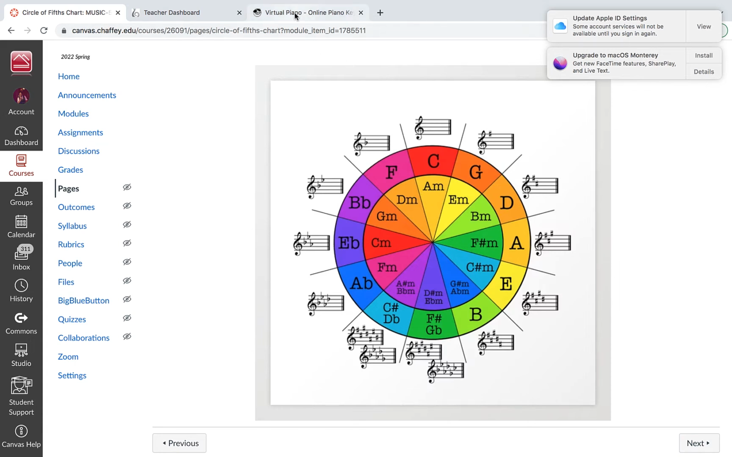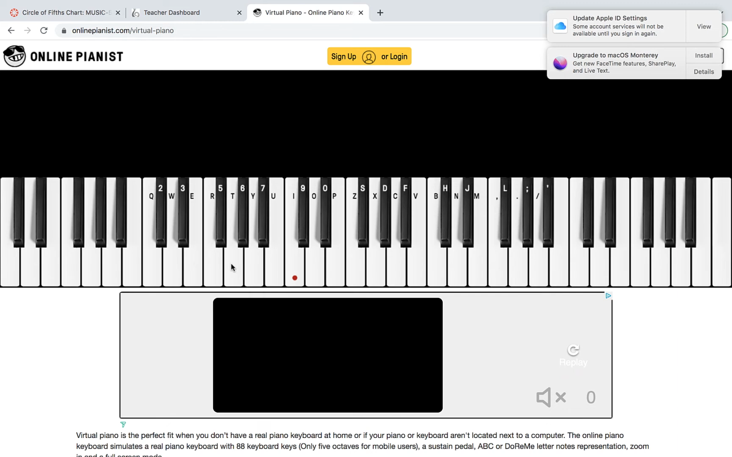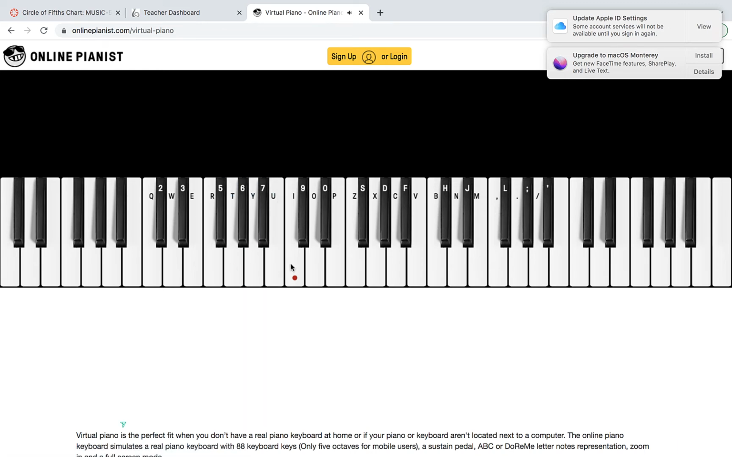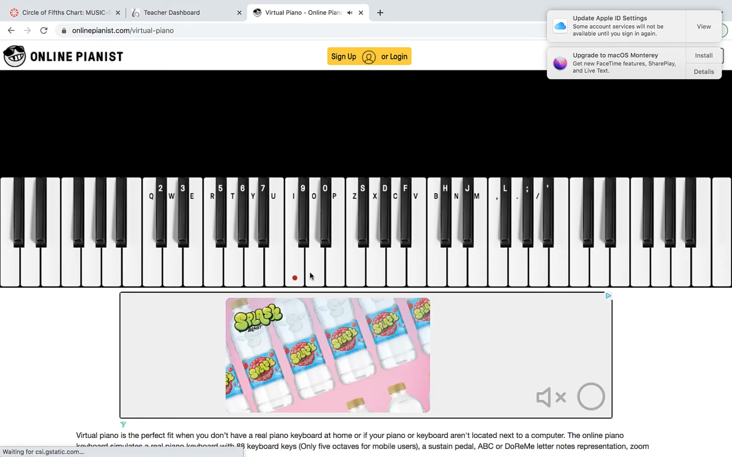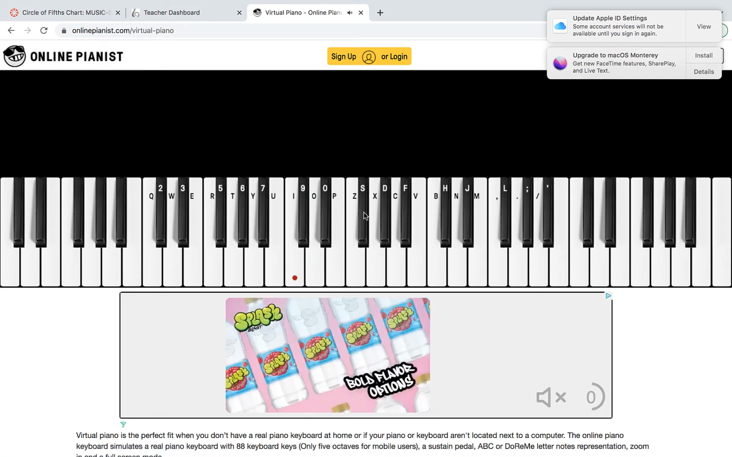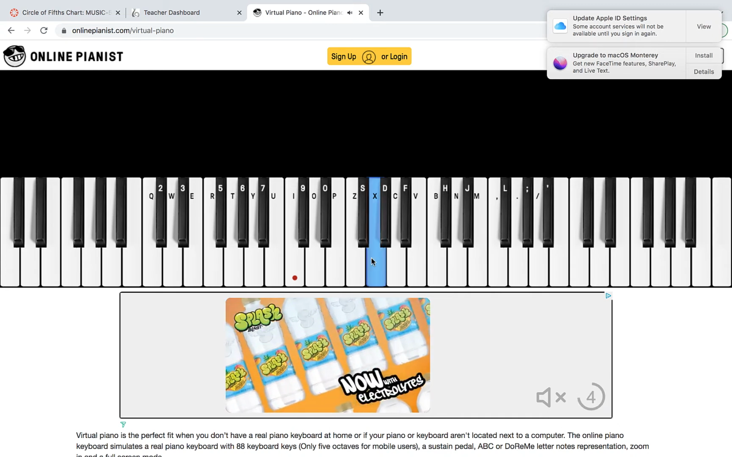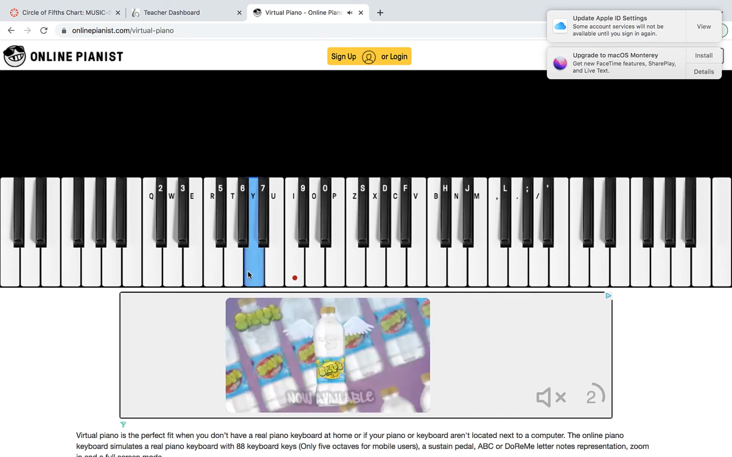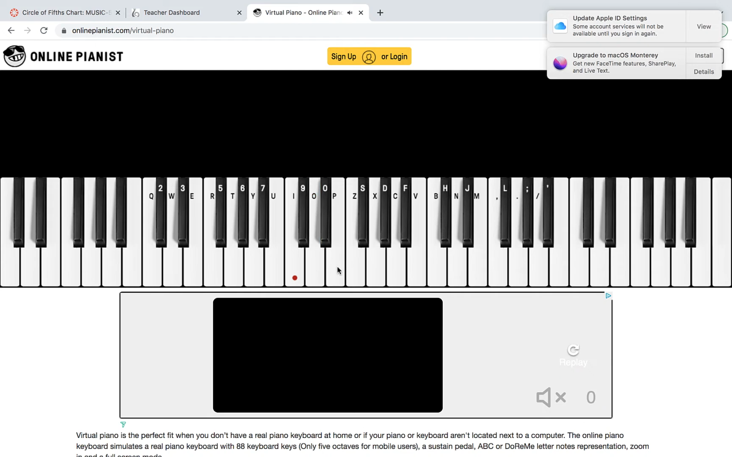Now, if I look over here, that means a G scale. G, A, B, C, D, E, F sharp. There's the G scale. So the G scale is 1 sharp, F sharp.